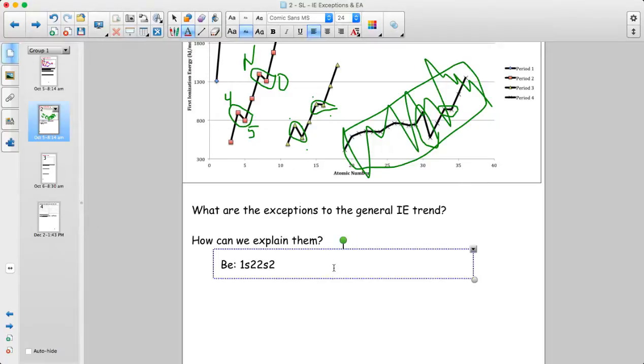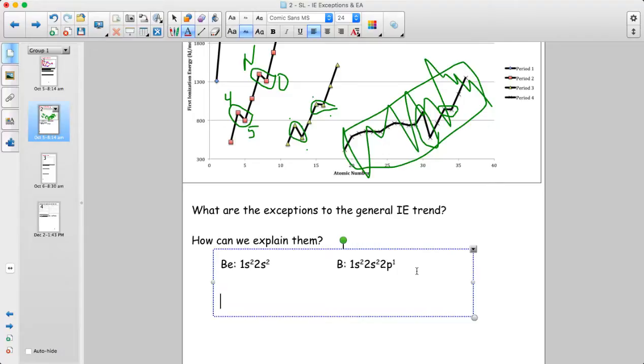For boron, we've got 1s2, 2s2, 2p1. Okay? I think I made a little mistake with the superscript. We're going to fix it. There we go, 2s. Okay, so those are the configurations for beryllium and for boron.